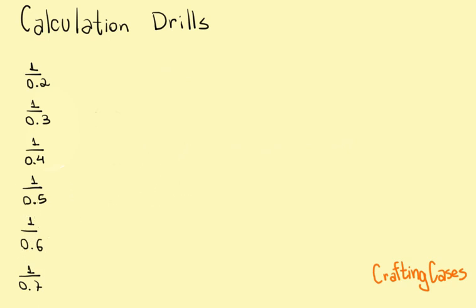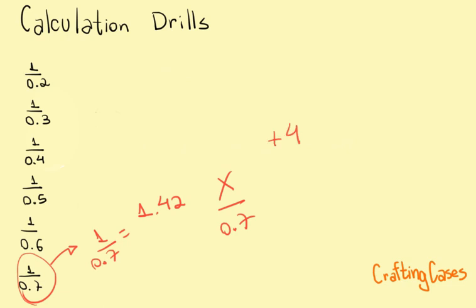Now let's take a look at 1 over 0.7. Well, I tend to know this by heart. 1 over 0.7 is 1.42. So if I'm dividing anything by 0.7, what I actually want to do is add 42% of x, or whatever it is. Know this one by heart, it's important. Okay, let's move on to the next one.